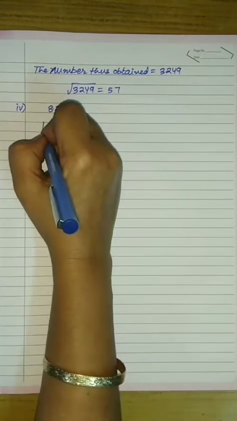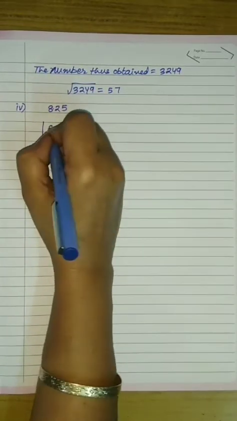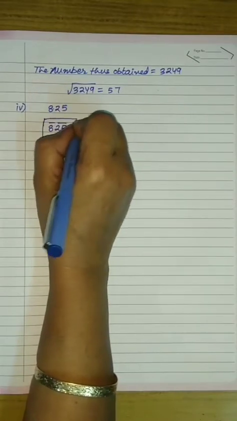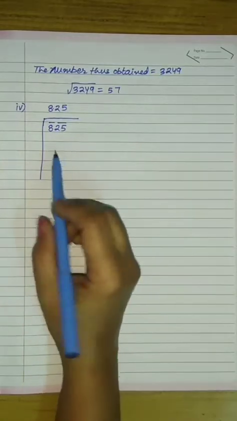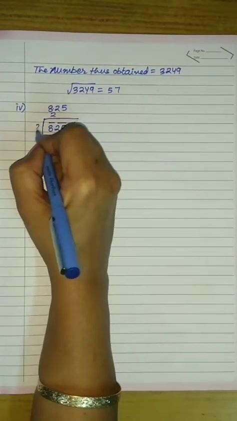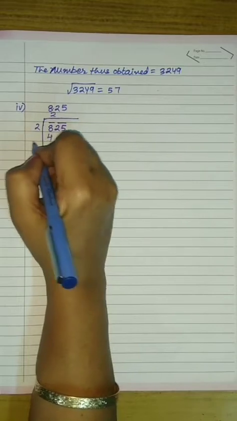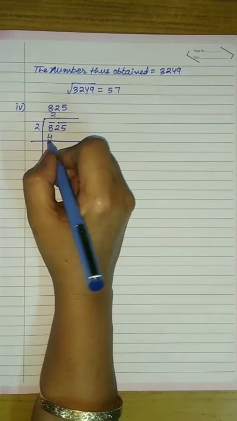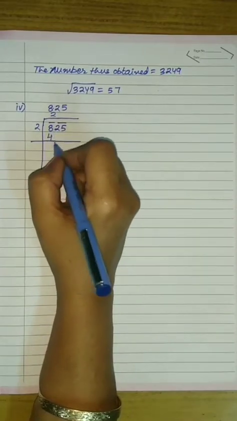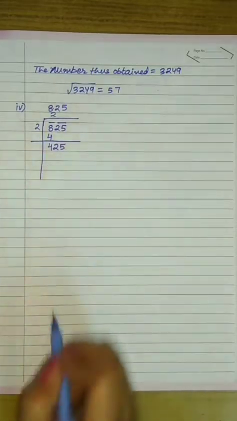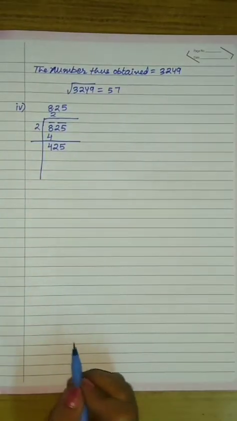So we will put a bar on this number. One bar will be on 25 and another will be on 8. From the left side our first number is 8. So we will multiply 2 2s are 4, which is less than the number under the first bar, that is 8. Subtracting 4 from 8 we got 4. Taking down the next bar, our dividend is now 425.